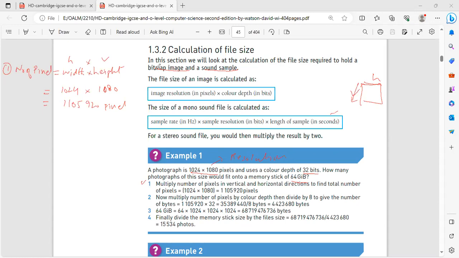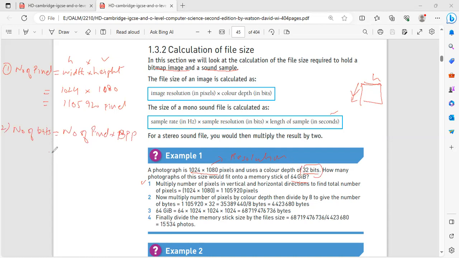Okay. Now, second step, remember, you have to calculate the number of bits. For that, you need the formula: number of pixels multiplied by the number of bits per pixel. You can say color depth, bit per pixel. Here, bit per pixel is given as 32 bits. So, 1 pixel will take 32 bits.